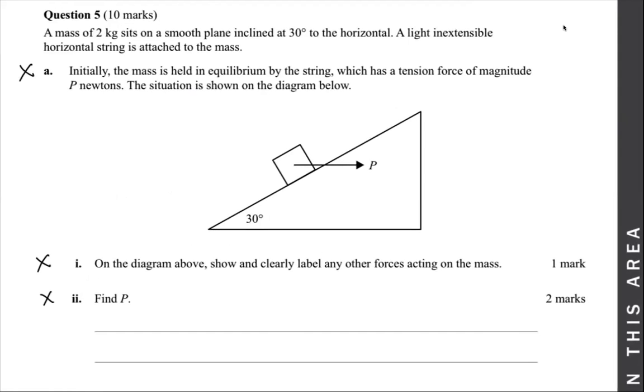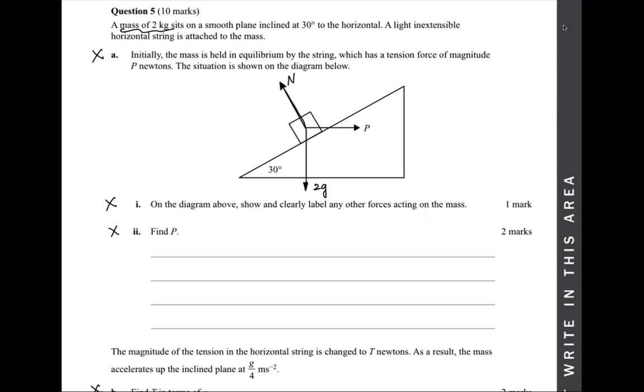A mass of 2 kilograms sits on a smooth plane inclined at 30 degrees to the horizontal. So the gravitational force is 2g. The normal reaction force, not sure now, but we can figure it out. So let's call this one N, all right? Any other forces? No other forces? Now, we have labeled and shown very clearly the other two forces, okay? So the next job is to find P.